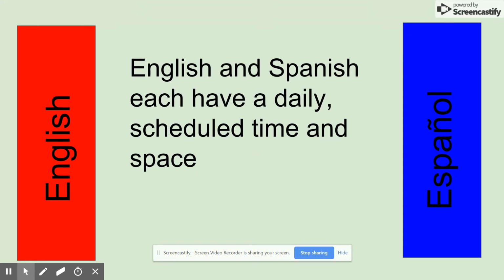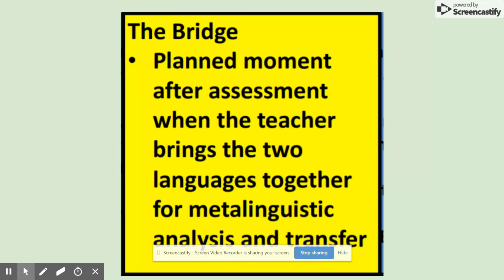English and Spanish each have a daily scheduled time and space, and they're clearly denoted by color. English has red, Spanish has blue. And the bridge is that planned moment that takes place after assessment, when the teacher brings the two languages together for metalinguistic analysis and transfer of vocabulary concepts.